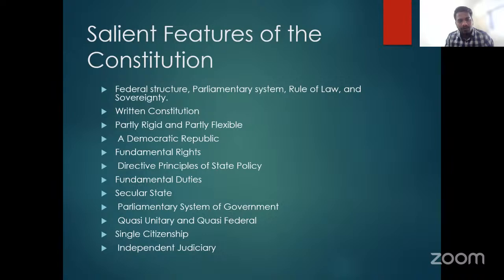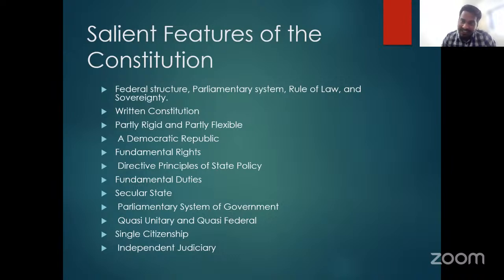Next, coming to quasi-unitary and quasi-federal. We all know that Article 1 of the Constitution mentions that India, that is Bharat, shall be a Union of States. Not a Federation of States, but a Union of States, whereas the US is a Federation of States. That means the Indian Constitution is federal but unitary in spirit. Most of them say it that way. We all know that the Constitution is a written Constitution.